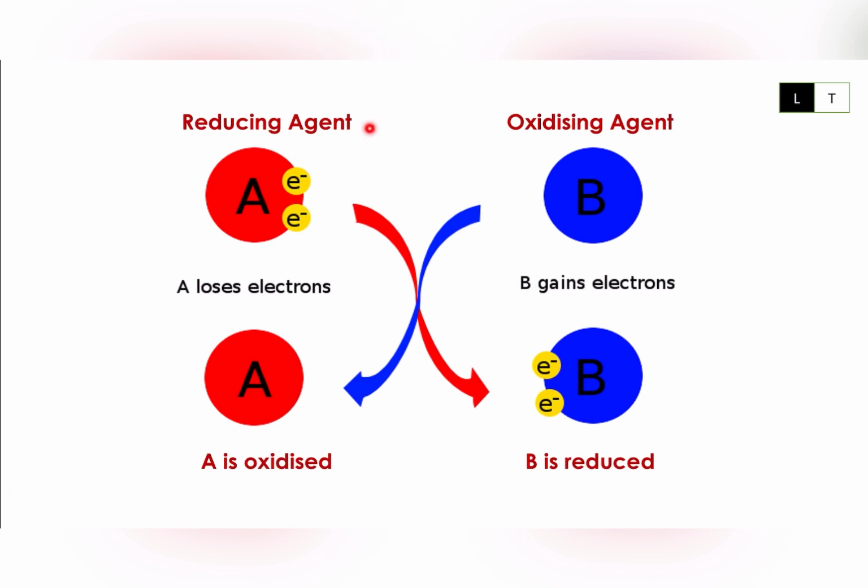negative 1. So for the differences between reducing agent and oxidizing agent, you have to understand that when the substance acts as a reducing agent, it will lose electrons and is being oxidized. So this substance A undergoes oxidation, and for B it is vice versa.